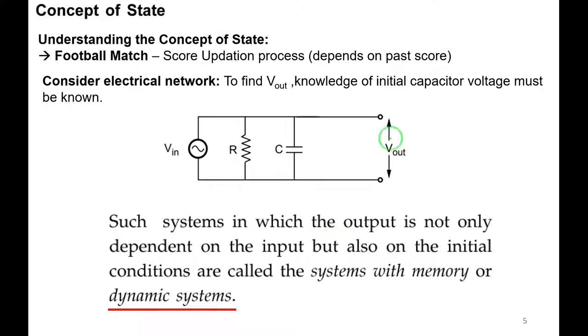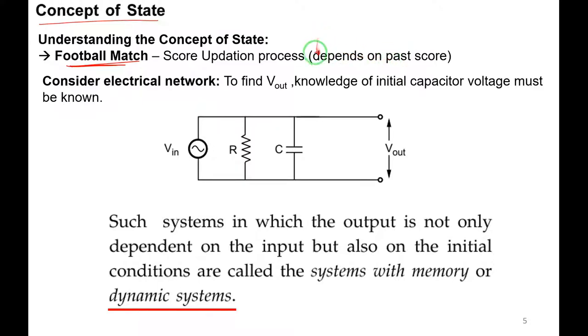Okay, first we'll try to understand the concept of state. What is state? In order to understand the concept of state, let us take some examples. First we'll take the example of a football match. You can take any match, a cricket match also, not only a football match. If I take the football match, the score updation process depends on the past score. For example, if I want to say whether team A has won or team B has won, I have to wait till all the scores are updated.